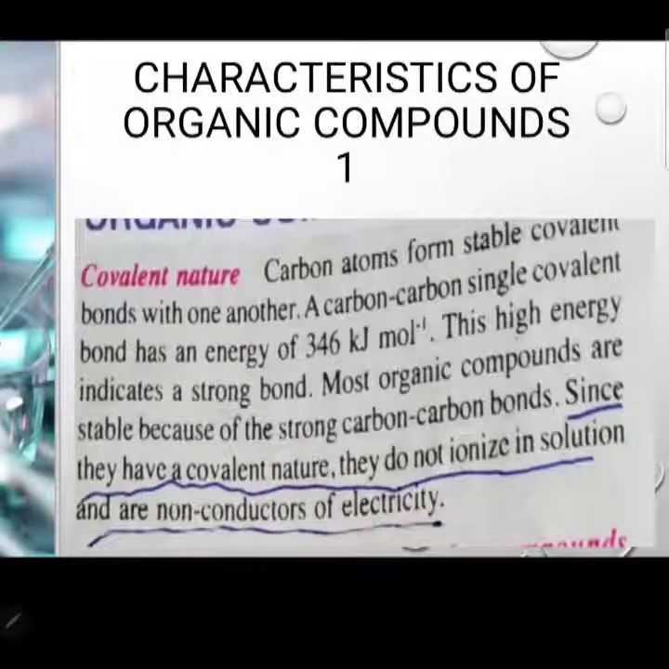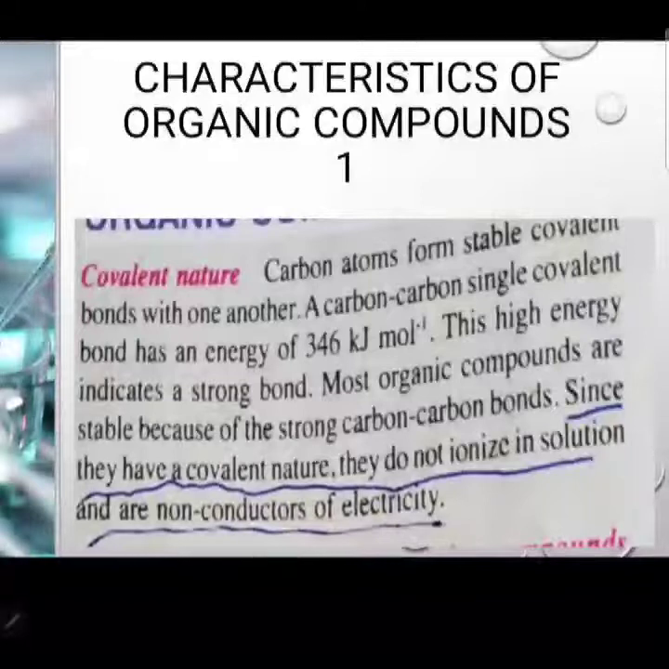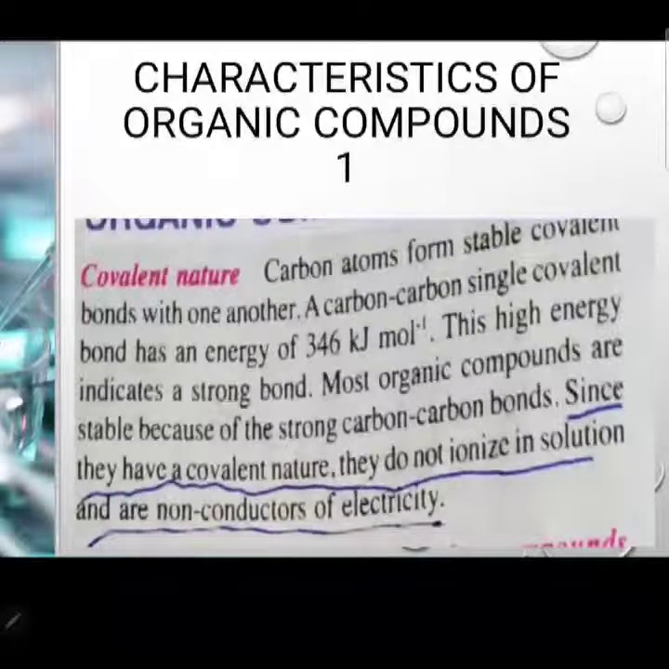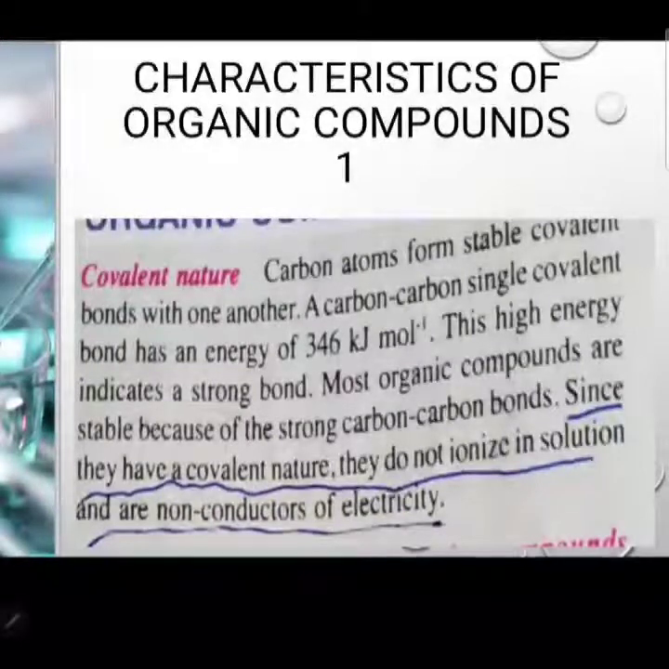Since they have a covalent nature, they do not ionize in solution and they don't conduct electricity. There are three things I want you to pick here. One of the properties of covalent compounds is that they are covalent in nature. Because they are covalent in nature, they cannot ionize in a solution. The concept of ionization is what I'll teach in later lessons. And anything that cannot ionize cannot conduct electricity.